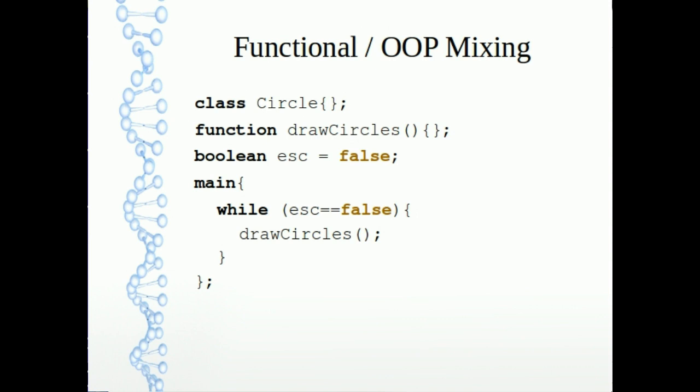Now we will look at an example of a program written in a mix of object-oriented and procedural style, where we have a class declaration called circle, which we have left blank for now, a function called drawCircles, which we have also left blank for now, a boolean value called escape, which is set to false, and our main statement, wherein we have a while loop which says whilst the escape value is set to false, just keep executing the drawCircles function over and over again.